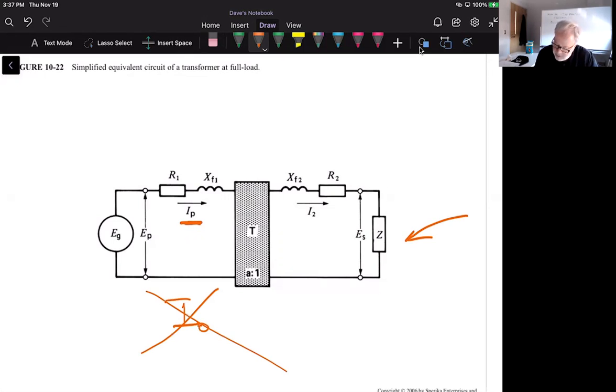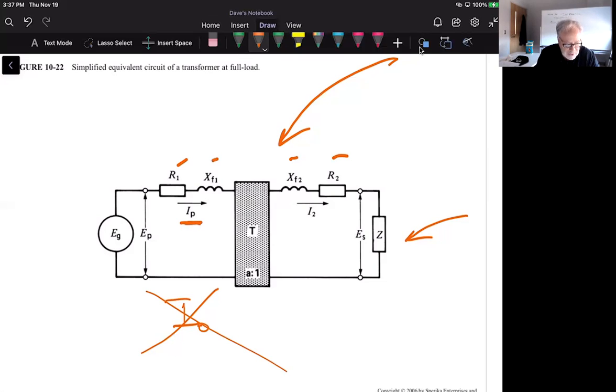And that's what we end up with: this simplified equivalent circuit of a transformer at full load. We got this and this and this and this, and we eliminated that branch. Okay, now new equations pop up. He says this simplified circuit may even be used when the load is only 10% of the capacity of the transformer. So this is a valid thing to use even if the load is only 10% of its capacity.